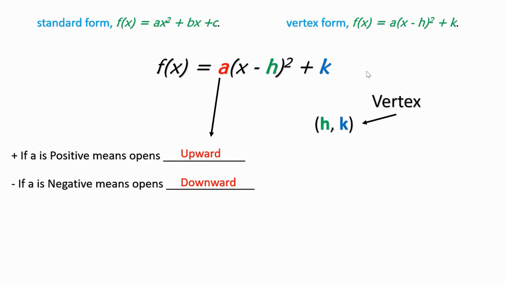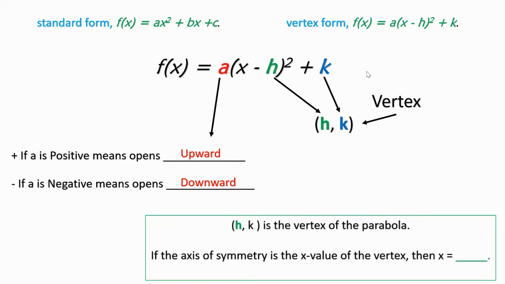The H and K is your vertex. That's why they call it the vertex form, because you can see the vertex in this formula. The H is going to be the X value, and the K is going to be the Y value. Now that makes sense: if H and K is the vertex of the parabola, then the axis of symmetry, remember, is always X equals the X value. It's going to be X equals whatever H is. And it's going to help you answer a lot of questions about these quadratics.